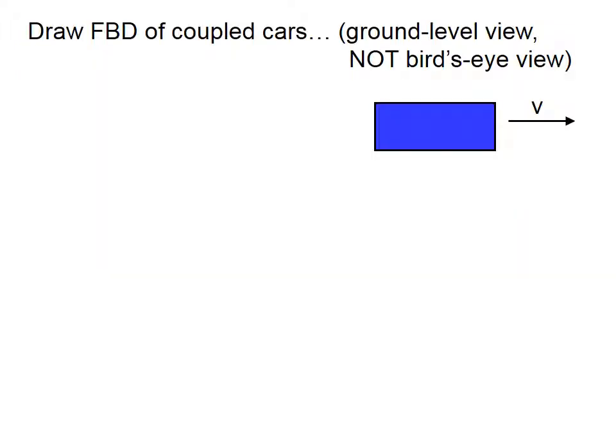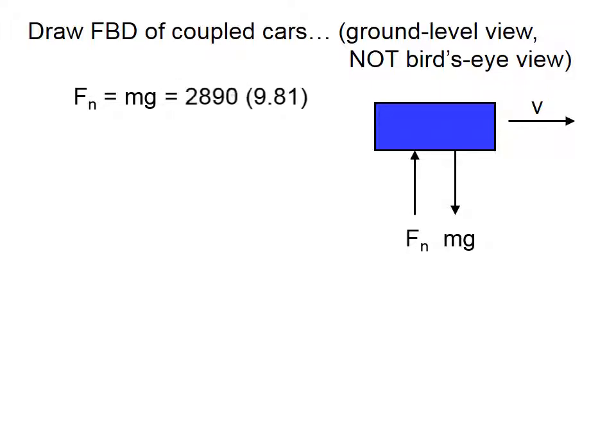Let's draw a free body diagram of the coupled cars. Now, this is not a bird's eye view, this is a ground level view. So we can imagine here are the two coupled cars, and the roadway pavement is right there. These two cars will have a weight. There will be a normal force from the pavement holding them up, and in this case the normal force will equal the weight because there are no other up and down forces. We can calculate what that is.